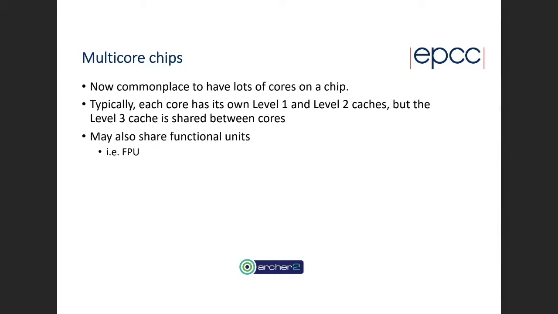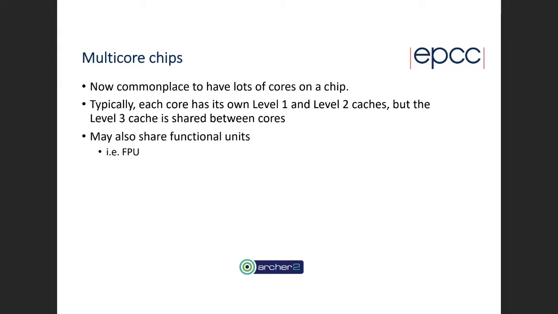We're now going to look at the highest level of parallelism, which is multi-core. It's now absolutely ubiquitous to have lots of cores on a chip. Typically each core has some of its own cache memory, but the last level cache, the level three cache, is shared between some cores.